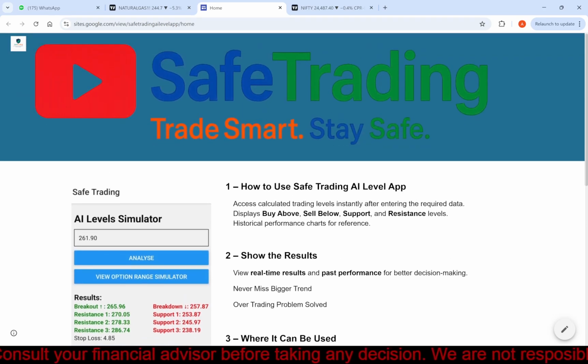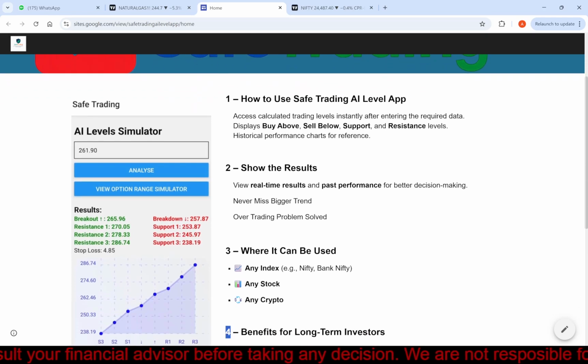As soon as you launch the Safe Trading AI level app, this kind of screen will come on your mobile, on the left-hand side. This app is specifically designed for any crypto, any stock, any index. You need to enter the opening price for that entity, whether it's crypto, stock or index, and then click on Analyze. Once you click on Analyze, you will get the breakout and breakdown levels.